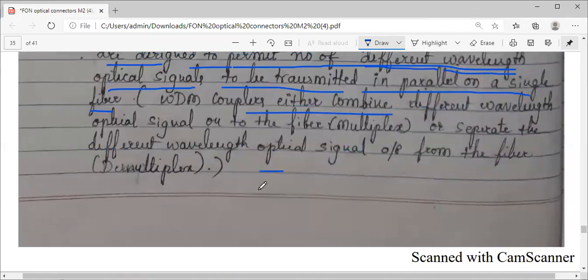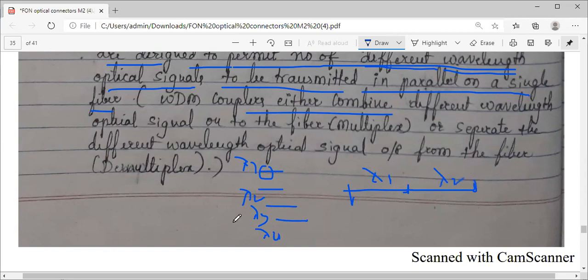Something like this. If you have many signals, say lambda 1 wavelength, lambda 2, lambda 3, and lambda 4, all these optical signals propagate with different frequencies and wavelengths. You take some portion of this, this is your lambda 1, then the second one, lambda 2, then the third one, lambda 3. All these optical signals together, you can transmit as a single signal. Because they have different wavelengths, they won't mix up; the information will not get mixed up.